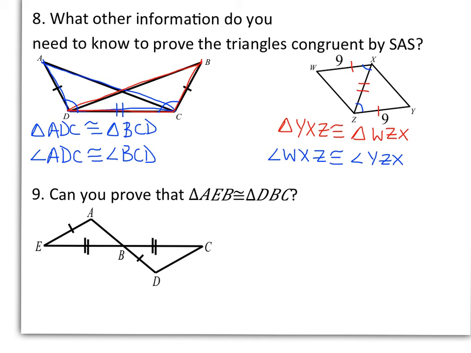And in number 9, it says, can you prove that triangle AEB is congruent to triangle DBC? Well, we have two pairs of congruent sides. I would have congruent angles because of vertical angles, but the question is, are my congruent sides corresponding? Meaning, do they match up? I see that EB and BC do. However, my other two pairs of sides are not corresponding. So the answer is no, we do not have corresponding sides congruent.